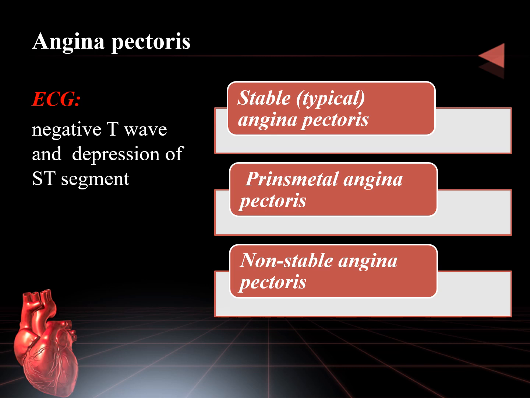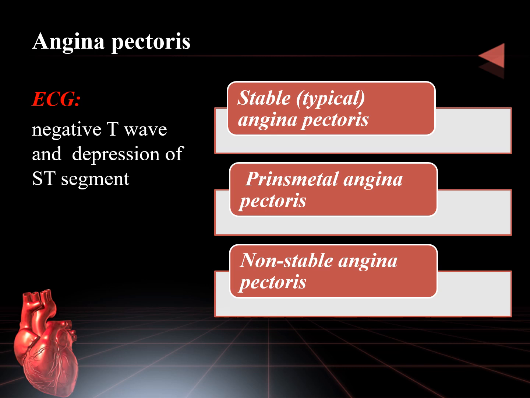Prinzmetal angina pectoris is associated with prolonged spasm of the coronary vessels. Spasm occurs in the coronary arteries with minor stenosis or change, and mostly an attack of pain occurs at rest, especially during sleep. It's assumed that this is associated with an increase in the tonicity of the vagus nerve.